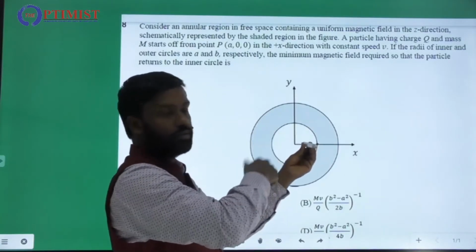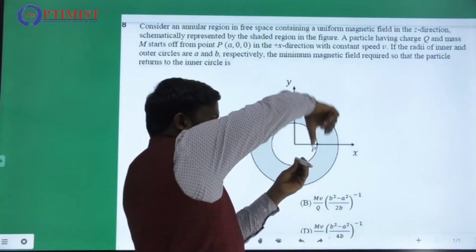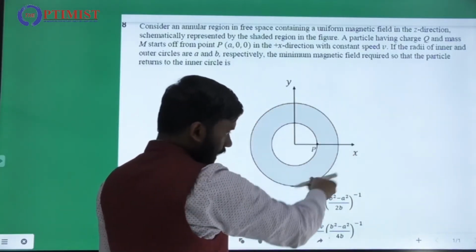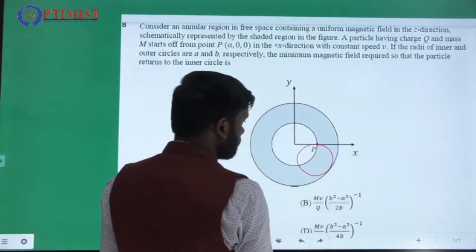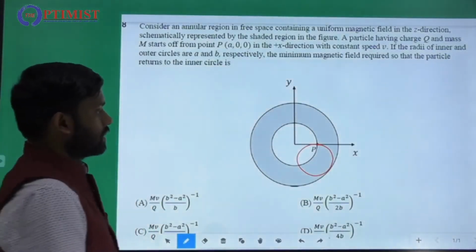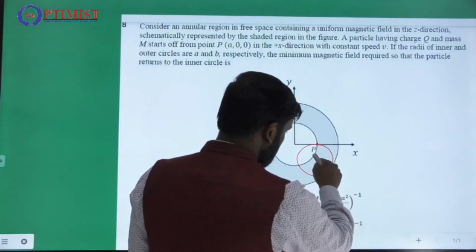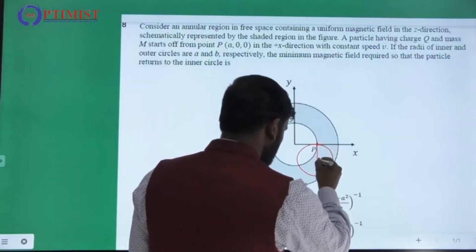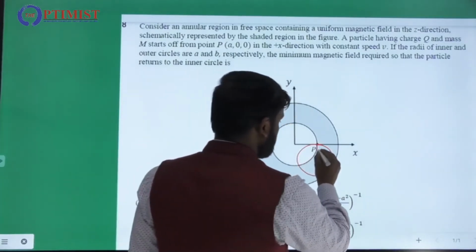So v cross B, if we calculate, from v side to B side we will curl fingers, so thumb is going downward, so magnetic force will act downward here, therefore particle will bend downward. So it will bend downward and move in circular path. So this will be the circular path of the particle. Now from here to here, this will be the radius of circle. Let's say this radius is r.